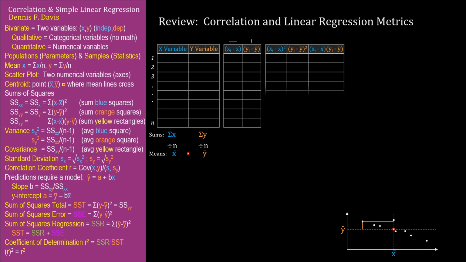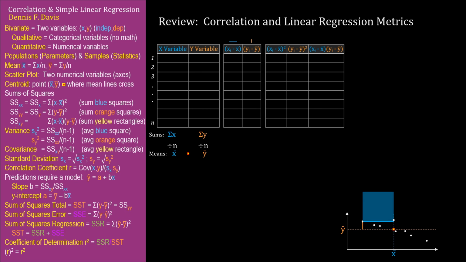Next comes the squared differences. The first, x minus x bar squared, is the x difference squared. On the scatter plot, it's represented by the area of the blue squares. Next is y minus y bar squared, the orange y difference squared. On the scatter plot, it's the area of the orange squares. Finally, x difference times y difference. On the scatter plot, it's the area of the yellow rectangles. I'll add their visual aids to the top of their columns.